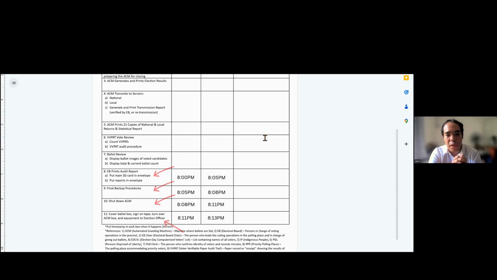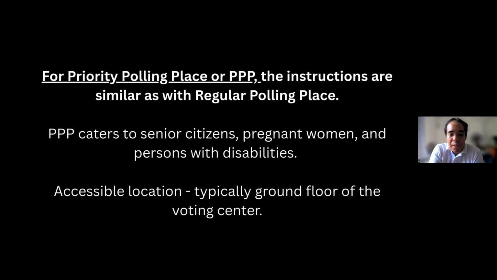to 8:13 p.m. Priority polling place or PPP, the instructions are similar as with the regular polling place. However, note that in PPP, this caters to senior citizens, pregnant women, and persons with disabilities. PPPs are generally located in an accessible location, typically the ground floor of the voting center.